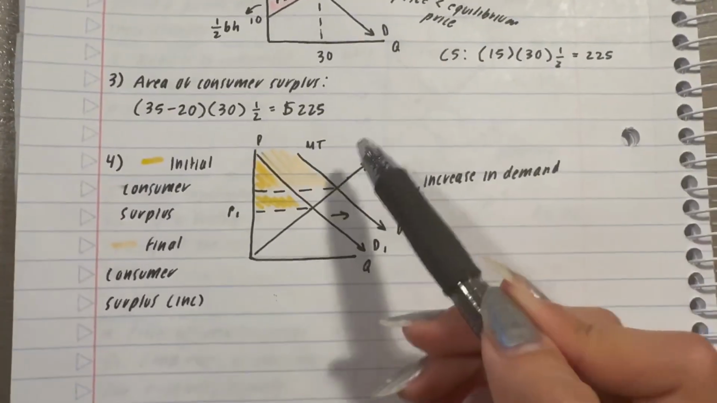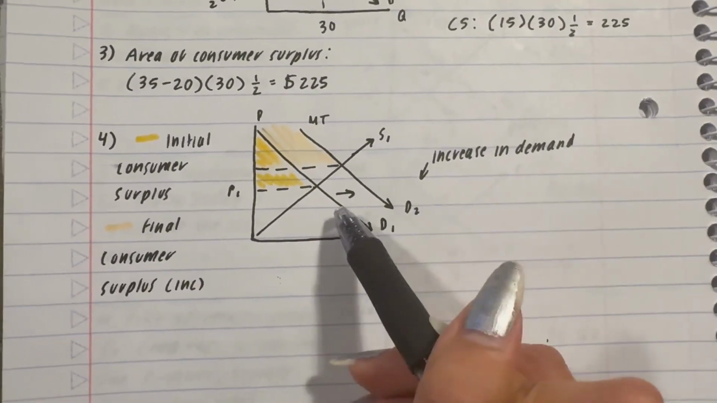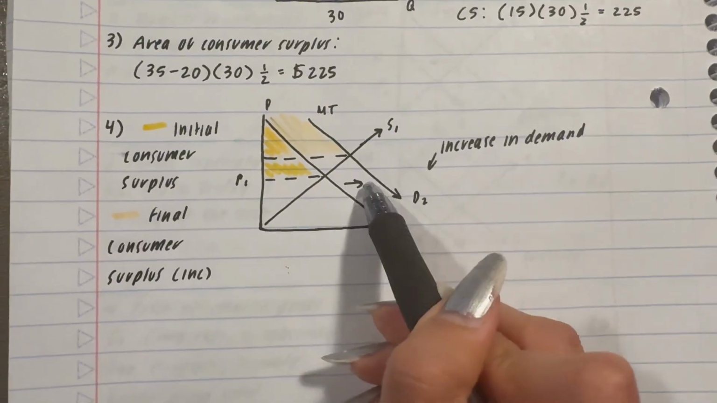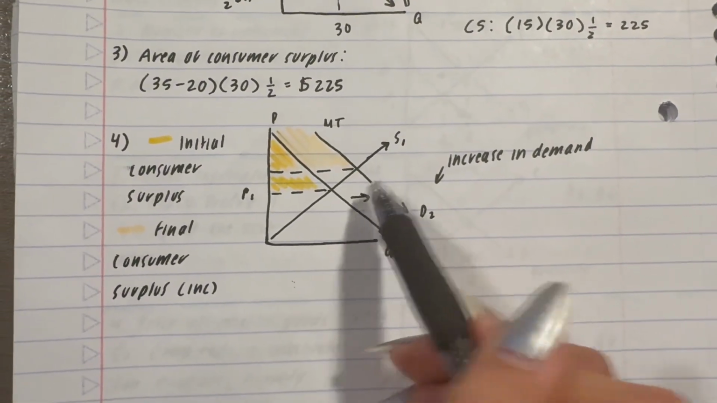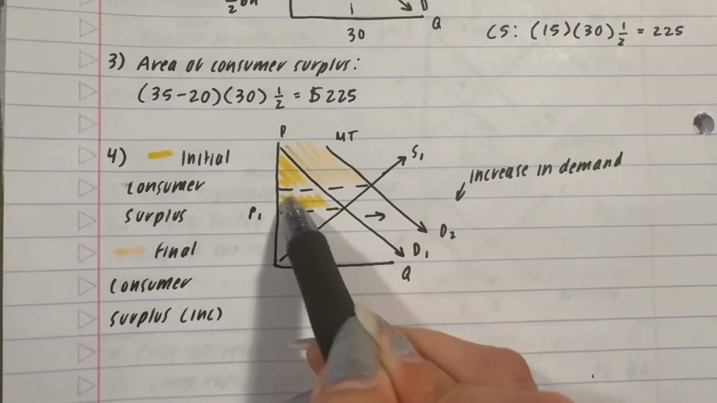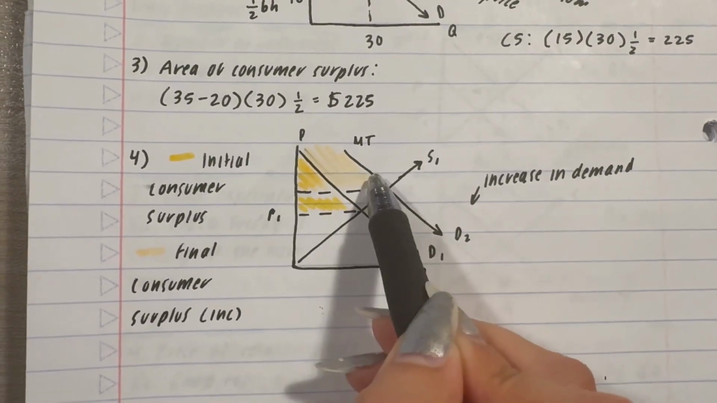So looking at that same example of movie theater tickets, if the demand for movie theater tickets were to increase, which means that there's a shift of the line here to the right, that initial consumer surplus would increase and form a much bigger triangle.